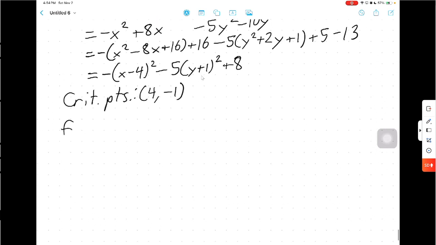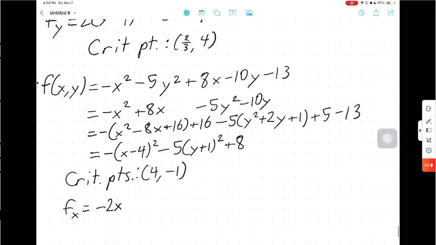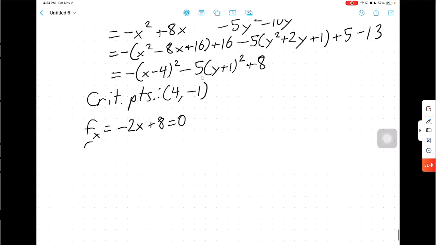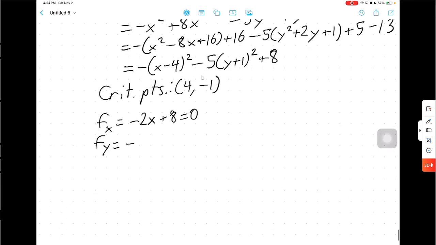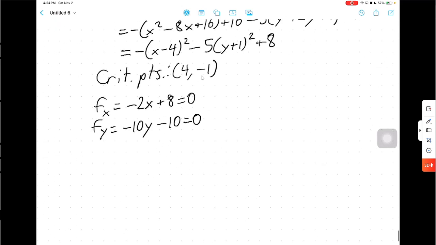With partial derivatives, fx is going to be equal to negative 2x plus 8, and fy is equal to negative 10y minus 10, set equal to 0. 2x is equal to 8, so x is equal to 4. And here, 10y is equal to negative 10, so y is equal to negative 1. Confirmed.